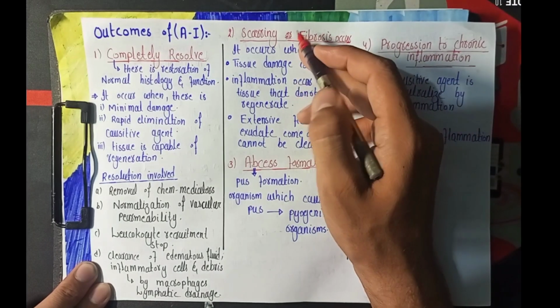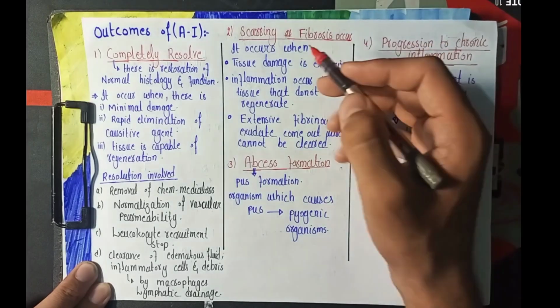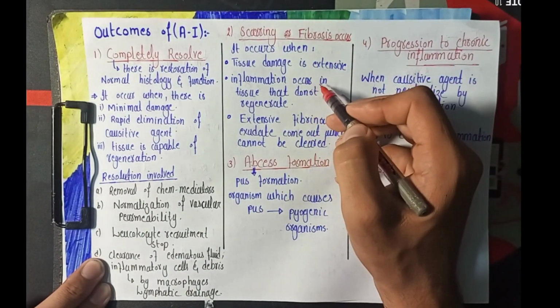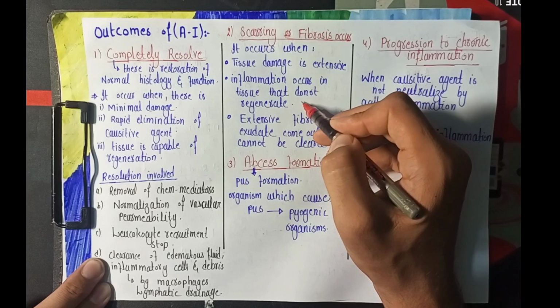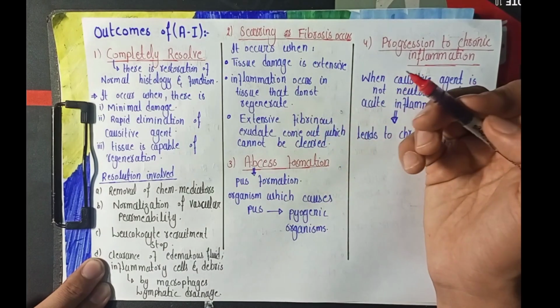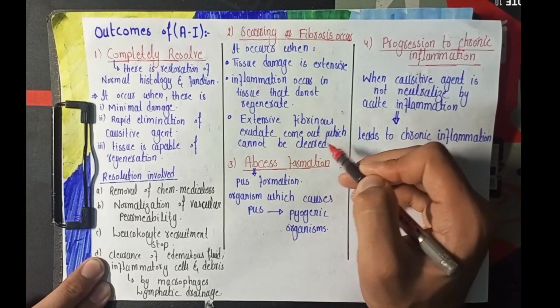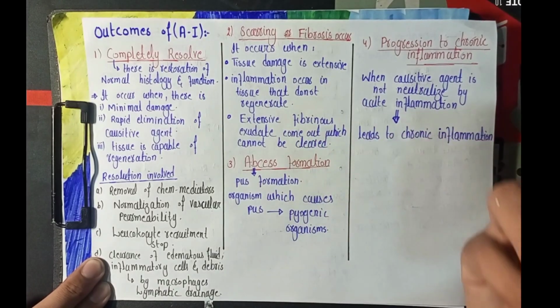Second is scarring or fibrosis. Scarring or fibrosis occurs when the tissue is damaged extensively. The inflammation occurs in tissues that do not regenerate or have no power of regeneration. There is extensive fibrinous exudate that cannot be cleared by the lymphatic system.